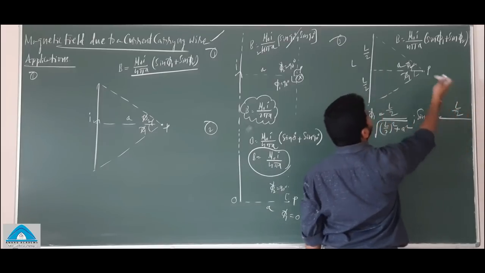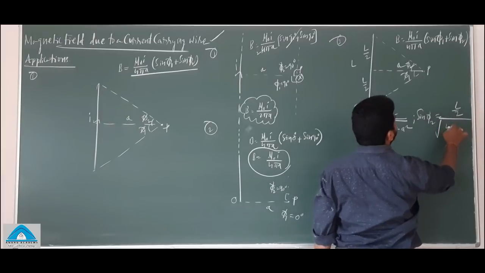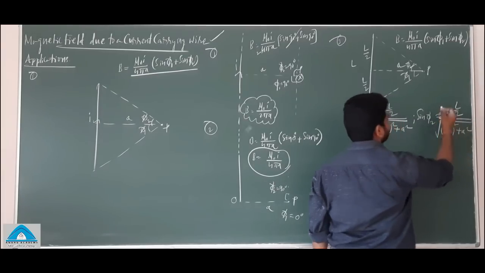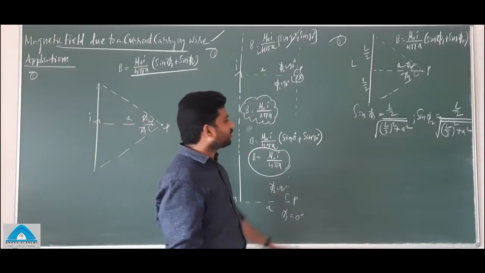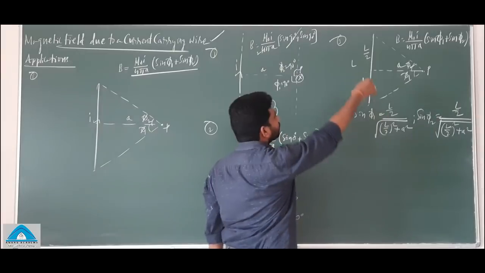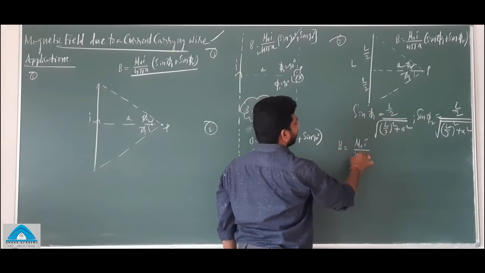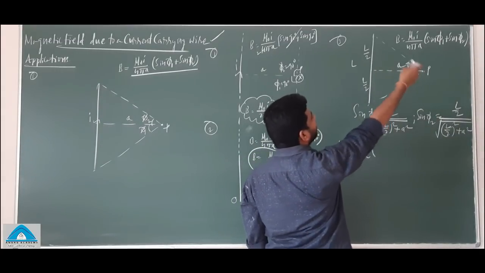L by 2 is here, L by 2 by hypotenuse. The hypotenuse here also is the same, square root of L by 2 whole square plus a square. You understand? Clear? Both are the same, right? Now, substituting that, B is equal to mu naught I by 4 pi a into sin phi 1 plus sin phi 2.